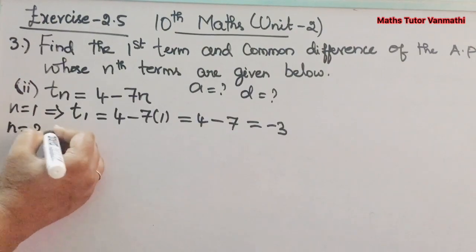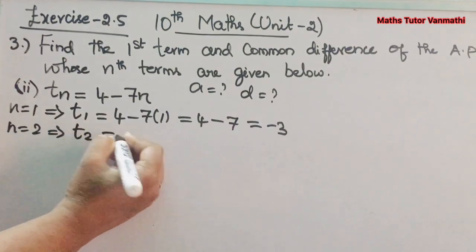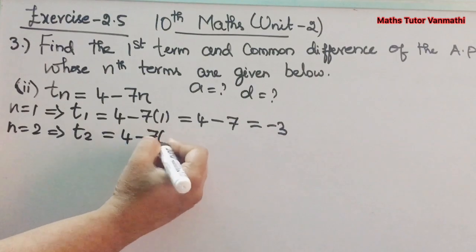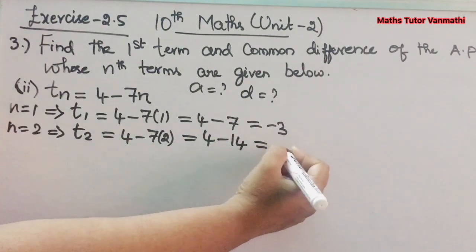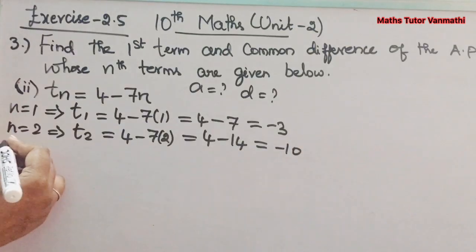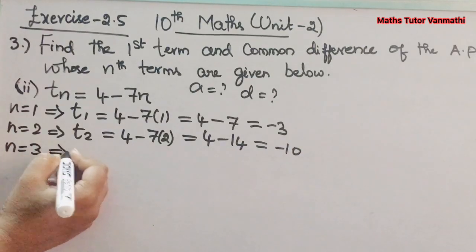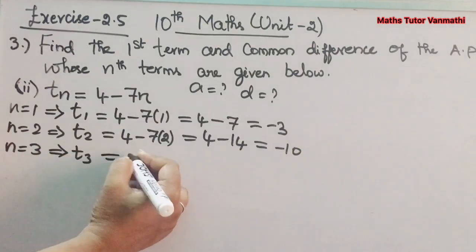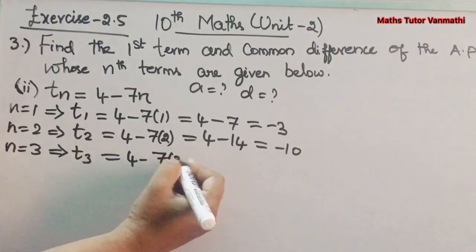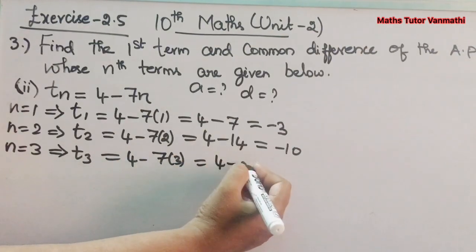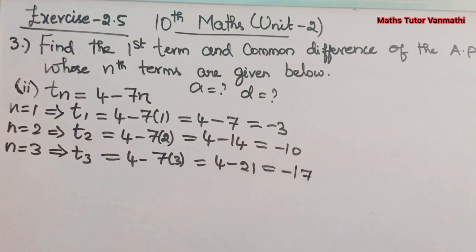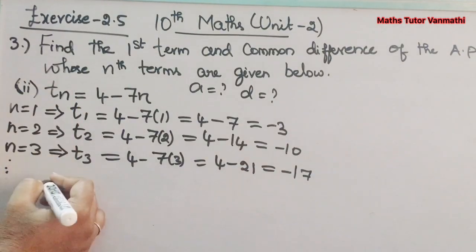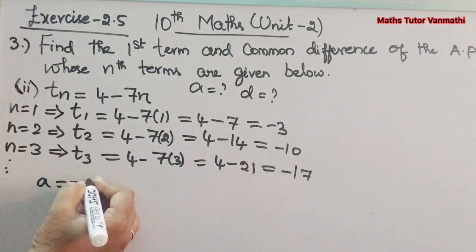Next, n equal to 2. You get T2 equal to 4 minus 7 into 2. 4 minus 14, you will get minus 10. Next, n equal to 3. T3 equal to 4 minus 7 into 3. 4 minus 21, you get minus 17. From this we can say A is equal to minus 3.